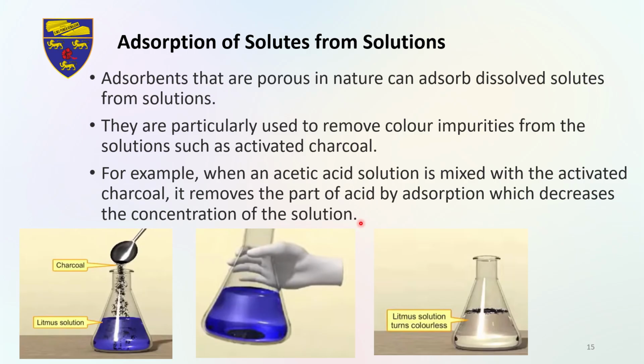Porous adsorbents can also remove dissolved solutes from solution. A classic example is using activated charcoal to remove color impurities from a solution, like a litmus solution. There, we add in some charcoal and the color of the litmus is removed by the charcoal.